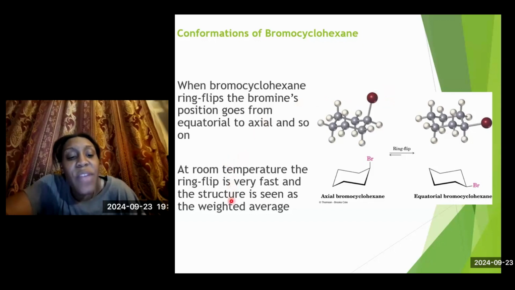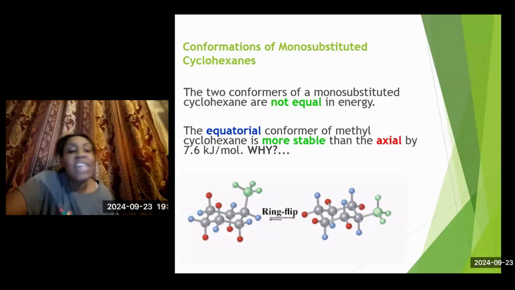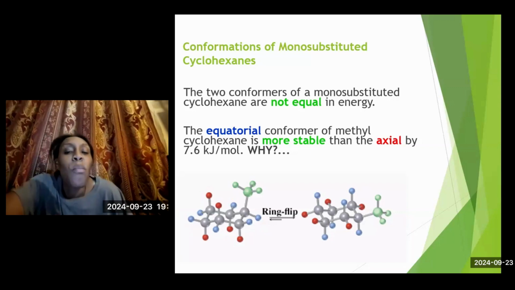Now, if you have different conformations, just like when you have staggered and eclipse, you usually have one that's more stable than the other. All right. And so when they're monosubstituted, these cyclohexanes are not equal in energy. One's going to be more stable than the other. Now, the equatorial conformation is going to be more stable than the axial. Well, why is that the case? Well, the secret is in the name. It is 7.6 kilojoules more stable.